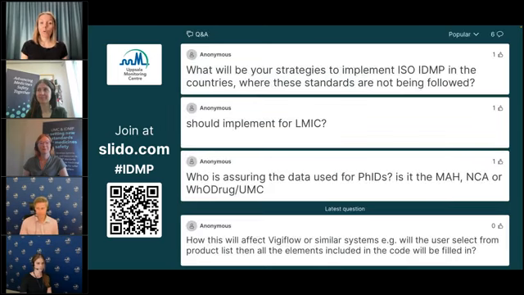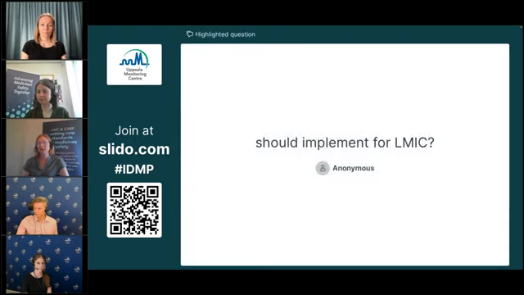Should low and middle income countries implement the IDMP standards? Malin, maybe you want to take that one? Yes, sure. I think that LMICs could also greatly benefit from IDMP, especially since they usually import a lot of medicines, and in that exchange, it's really good to have a harmonization of the data. But it is a big hurdle. There is a substantial effort to harmonize your data.